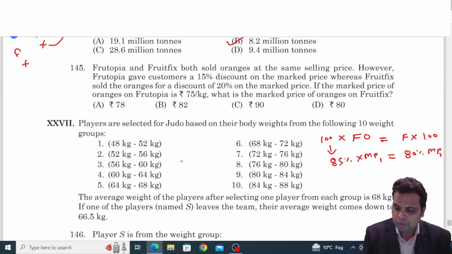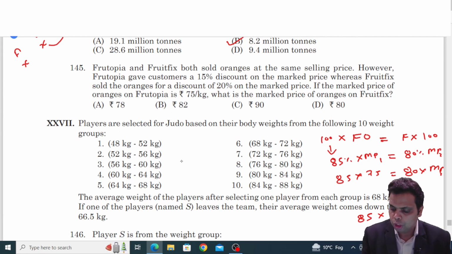Correct? Now we'll find this answer. You will get the mark price, the ratio of this will be, now it is given Fruitopia is 75 kg, 85 into 75, correct? Here you will get 80% into MP2, meaning Fruit Fix. What is the mark price of Fruit Fix? You will get the answer as 85 into 75 upon 80. You will get the answer for Fruit Fix. It means 79 point something, that is 80. This is the right one.